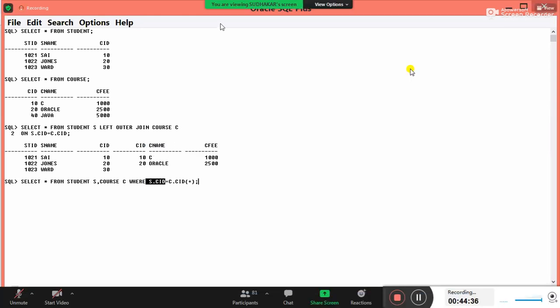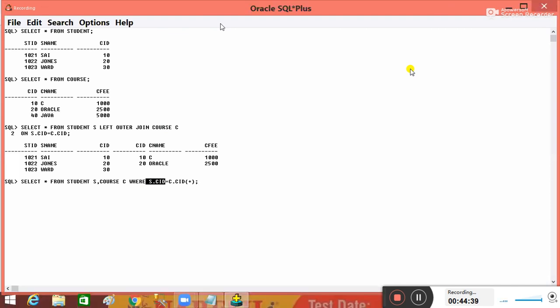Carefully focus on this. Student table, left outer join. In a left outer join, the left side is the student table, and a left outer join means the complete data of your left side table is retrieved, that means matching and also unmatching. That's why the plus symbol is not used at the left side. If you use it at the left side, that comes under right outer join. But we are implementing left outer join, not right outer join. So the plus symbol is not given at the left side, because if you give the plus symbol at the left side, what does it mean?